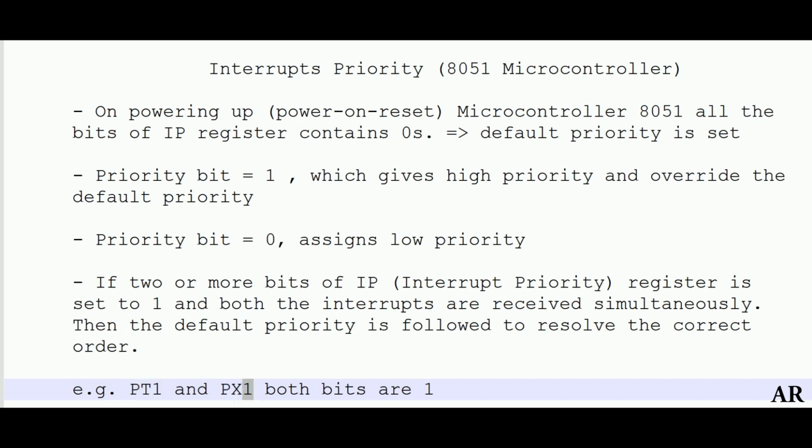So that will be resolved first, or the ISR of your PX1, that is your external interrupt 1, will be executed first, and thereafter the interrupt service routine of your PT1, or timer interrupt 1, will be resolved. This is your interrupt priorities and your interrupt priority register.